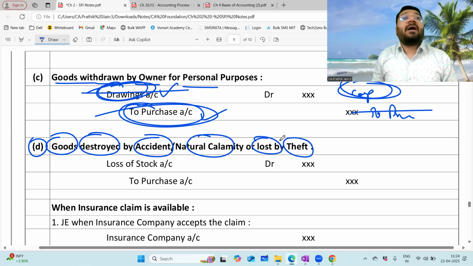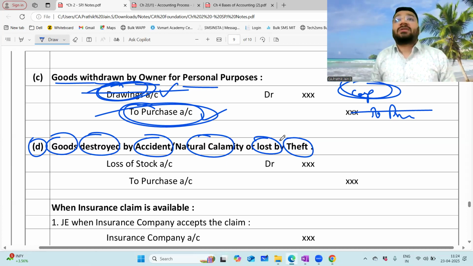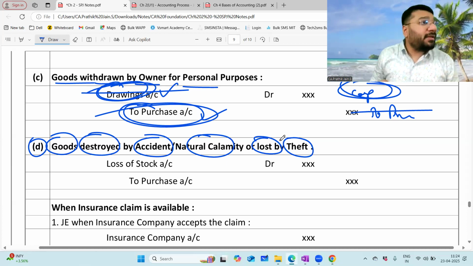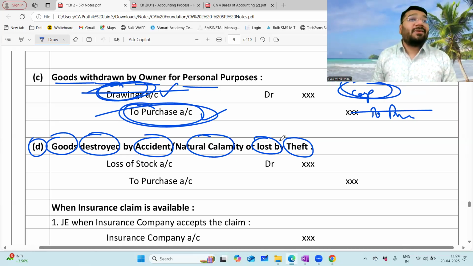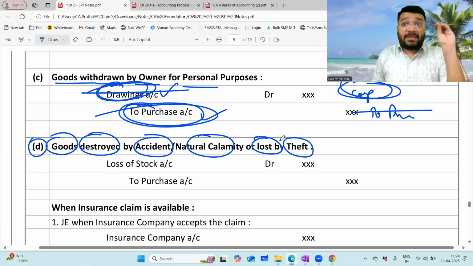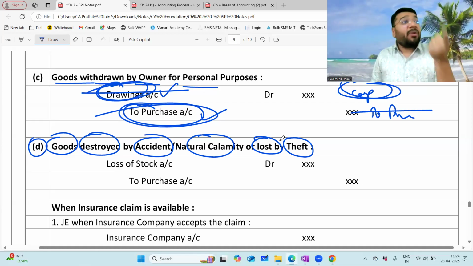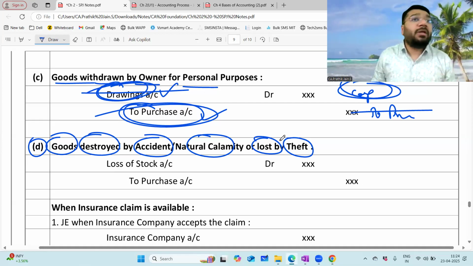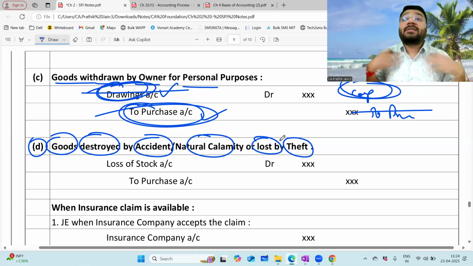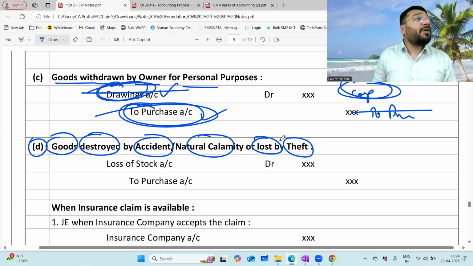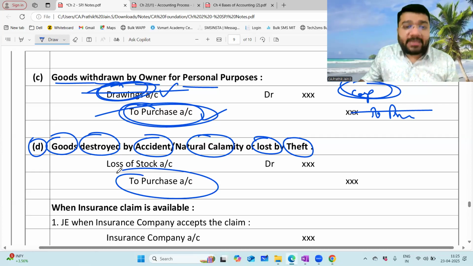Goods destroyed by fire, goods destroyed by tsunami, goods lost, theft, burglary. Whatever the reason, ultimately here also you could not fulfill your promise. 5,000 worth of chocolate, when I purchased, I recorded in the purchase account. At that time, what did I promise you? This 5,000 worth of chocolate, I'll sell it. Now instead of selling it, it got destroyed or stolen. So did I fulfill my promise? No. So here also I need to reverse my purchases. So purchases is getting reversed here.